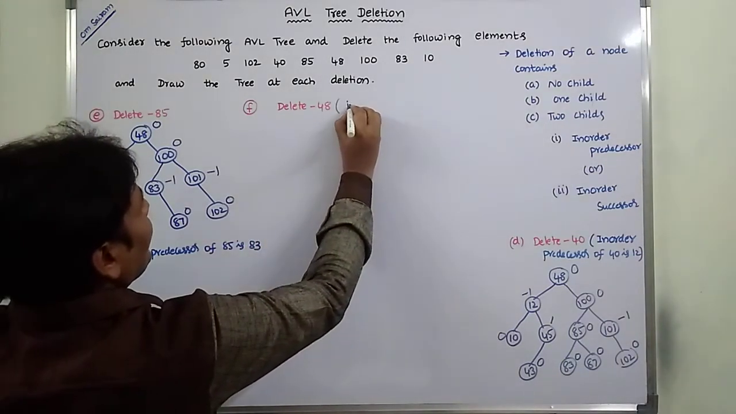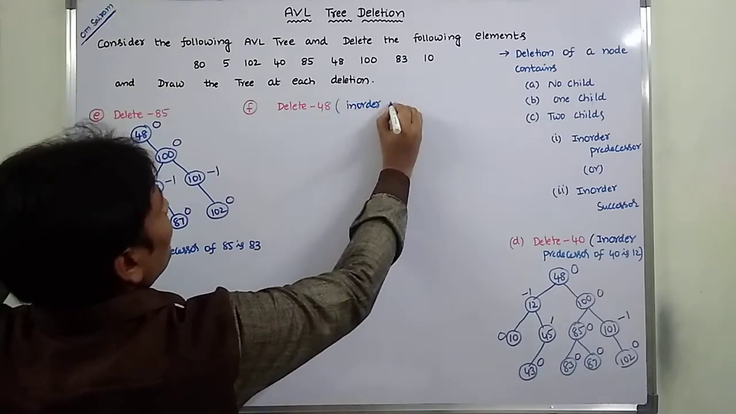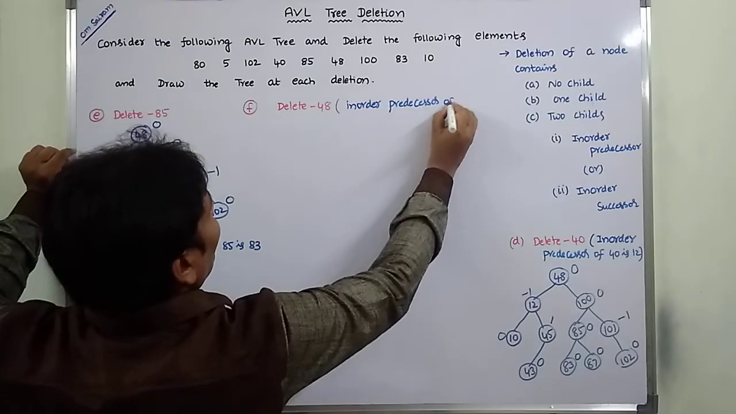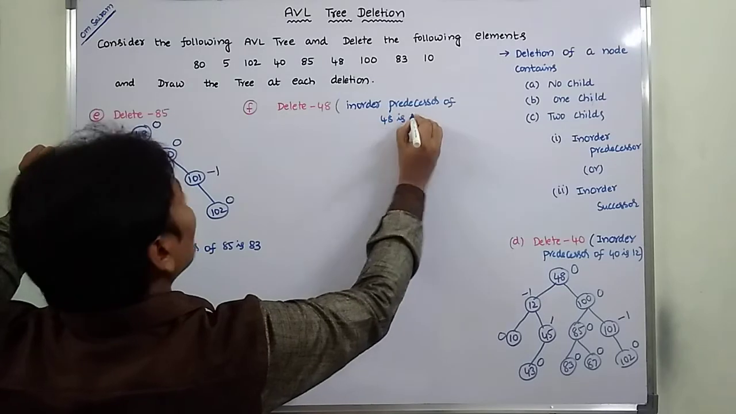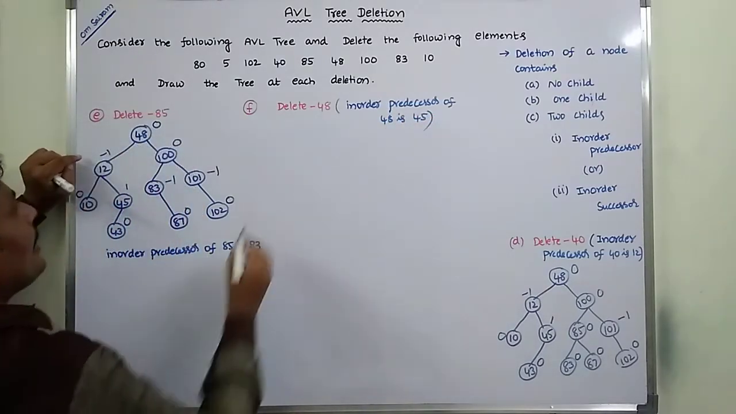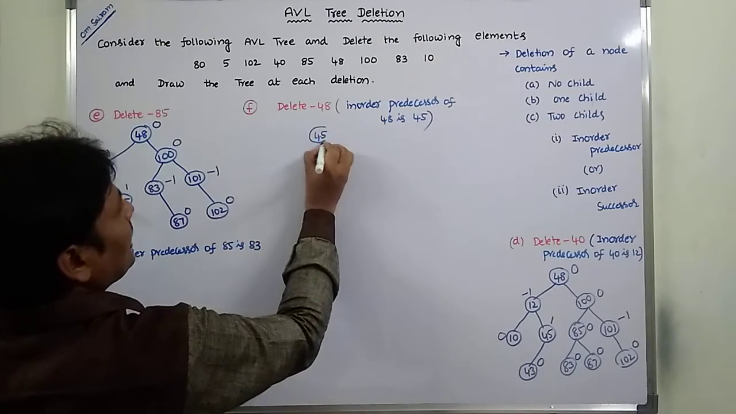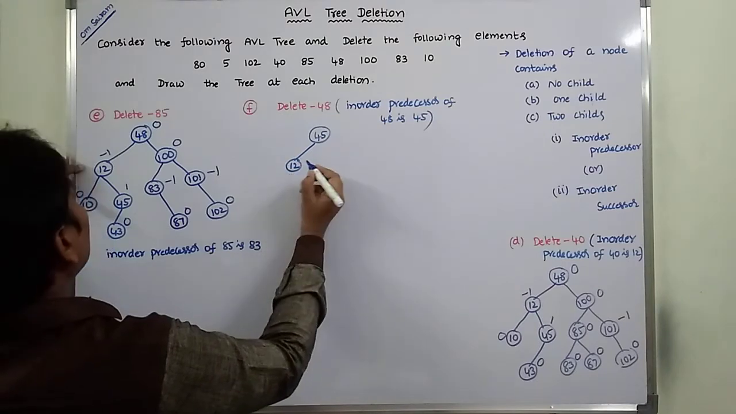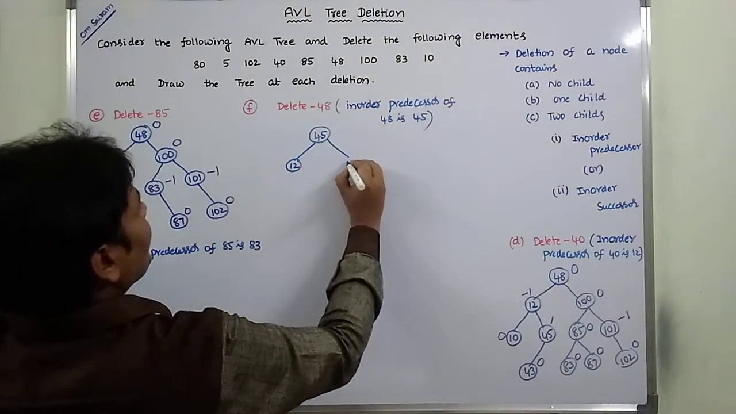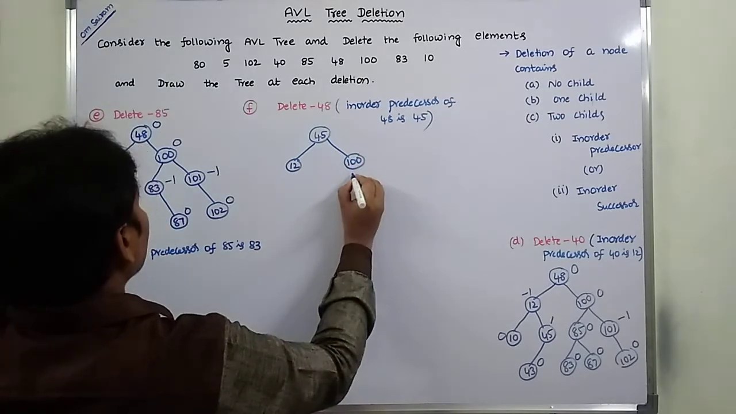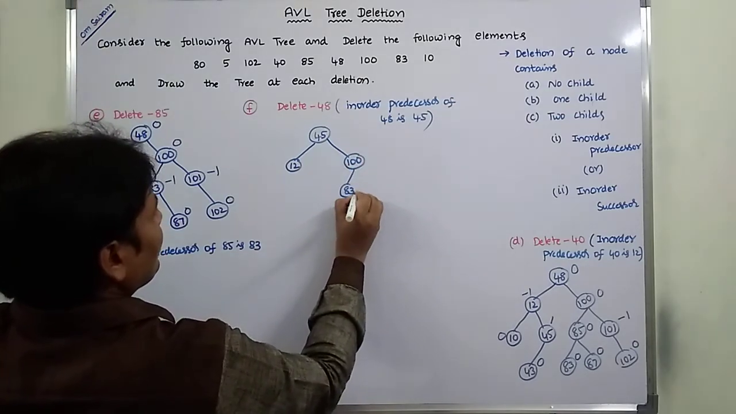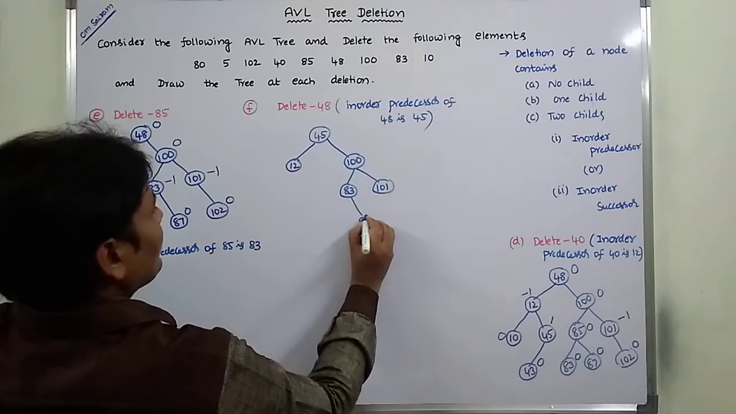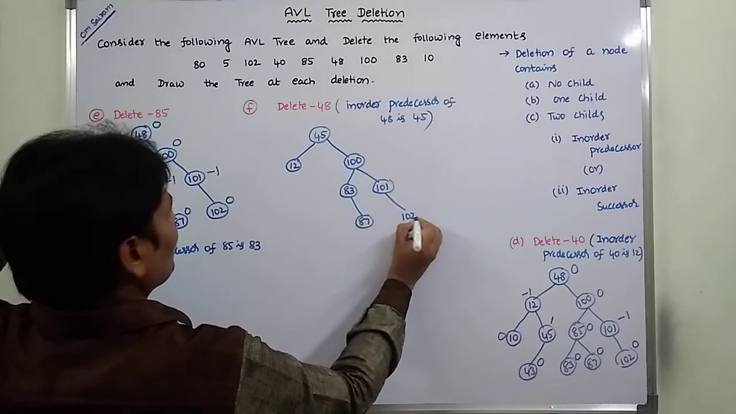So here the in-order predecessor of 48 is 45. Okay, now the root node is 45. 48 is replaced with 45. Next, the left child is 12, and here the right child is 100. The right child, there is no change at all. So this is 83 and this is 101 and this is 87 and this is 102.